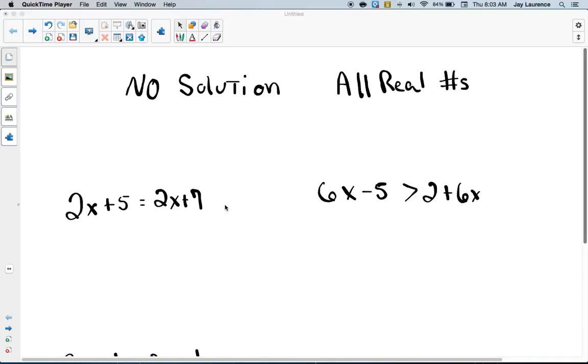So no solution is going to happen. What it literally means is that there is no number on the number line that makes the equation or the inequality true. I mean, that's what we're after.